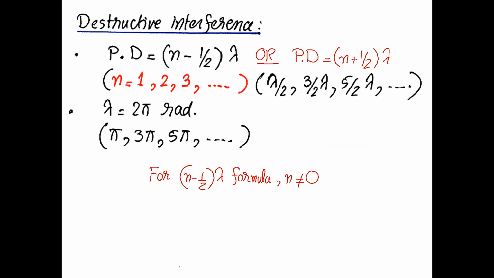For destructive interference, path difference is n minus half lambda, or n plus half lambda. N plus half is not common; n minus half is always used, but this time n is not equal to 0. N is equal to 1, 2, 3. So whenever you put it, you will get non-integer lambdas, 3 upon 2, 1 upon 2. And this time the phase difference is an odd integer multiple of pi.